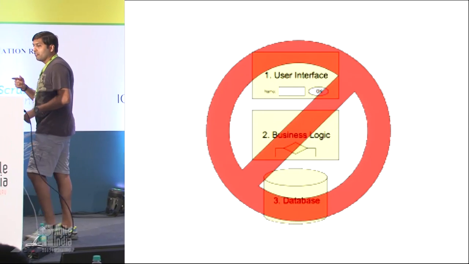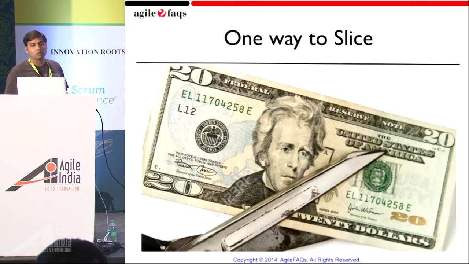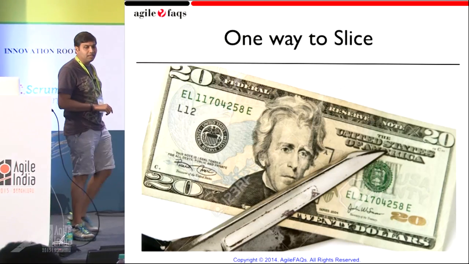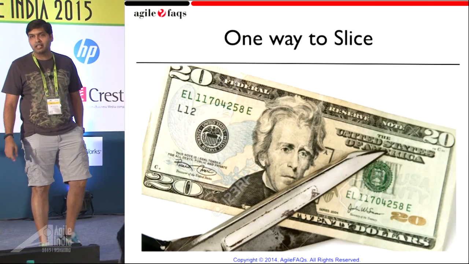There is another metaphor my friend Jeff Patton came up with, which I actually like a lot more than this metaphor. It's like I have $20. One way to distribute it to three people is to take it and cut it into three pieces.